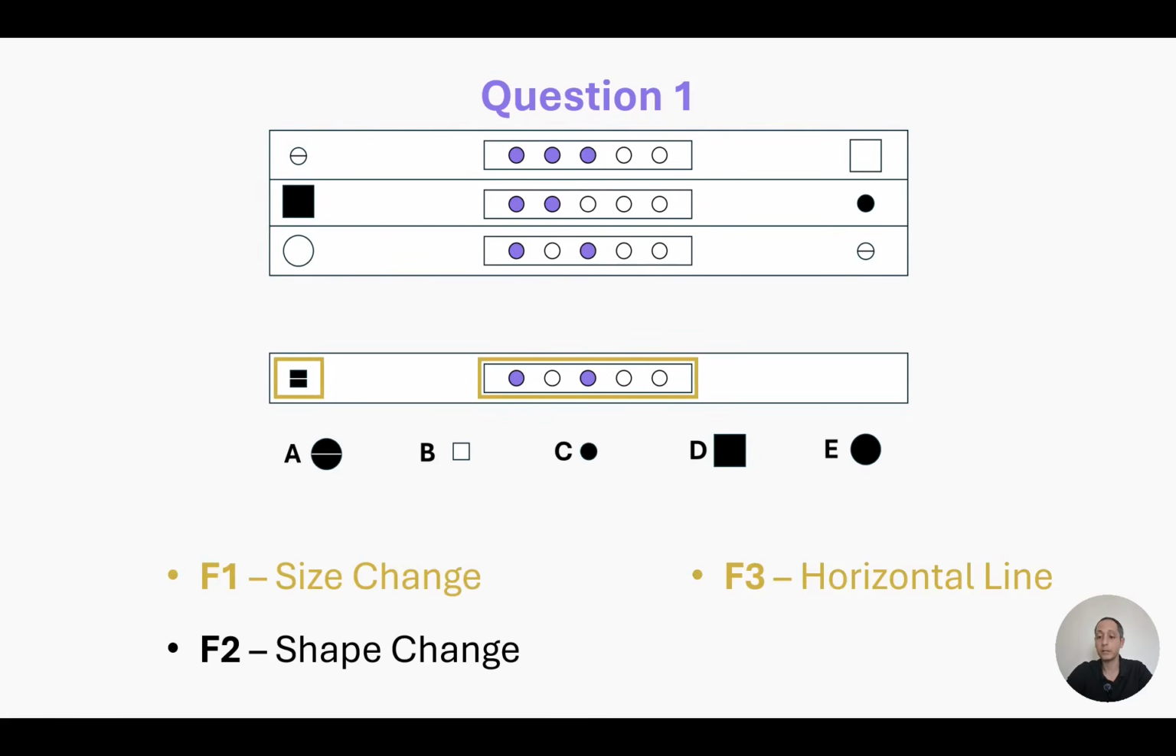Now, looking at the question, we are done analyzing the data in the top section, and we can move on to the question itself. We know that we have only F1 and F3 activated, so we're going to remove the horizontal line from the square, and we're going to change its size, which is answer D.